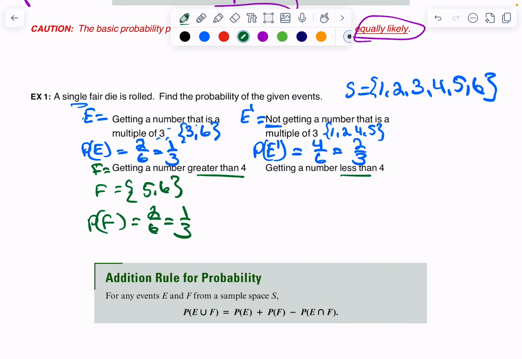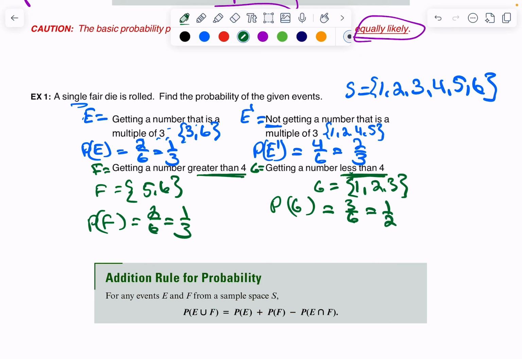Now, getting a number less than 4, notice that less than 4 is 1, 2, and 3. This is not a complement. Why is it not a complement? Because neither one of these includes 4. So 4 has to be included in one of them in order for them to be complements of each other. So event G is 1, 2, and 3, and the probability of event G is 3/6, which is a half.